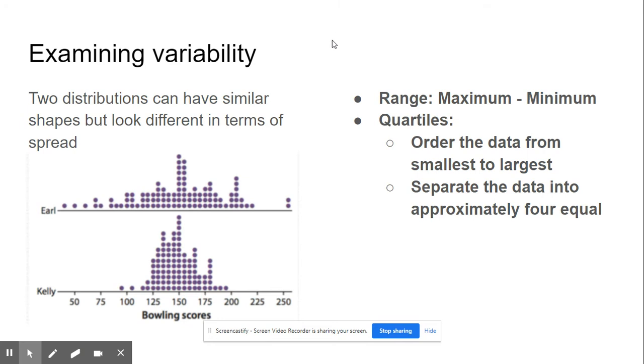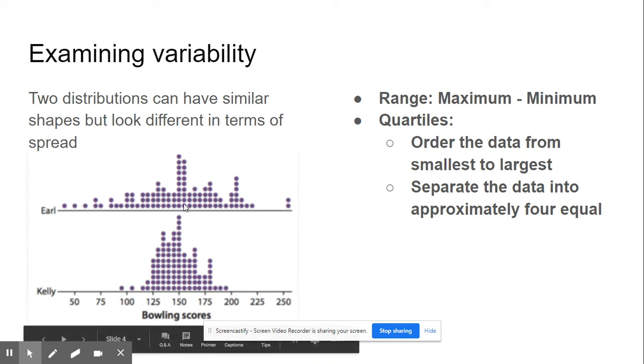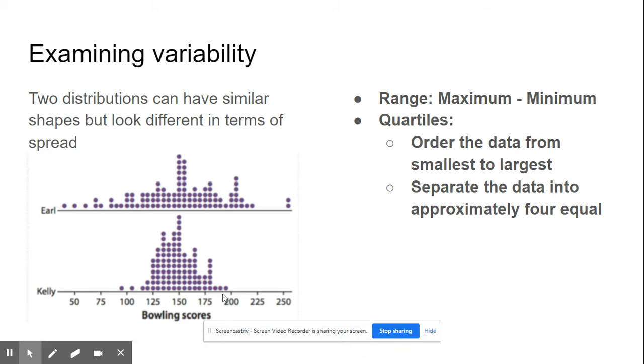Another thing that we do in data is we look at variability or examine variability. So if you look at these two distributions, they look similar in shape. Their average is about the same, the highest is about the same. But if you look, Earl is way more spread out than Kelly's bowling scores. That's where you can look at measures of variability.